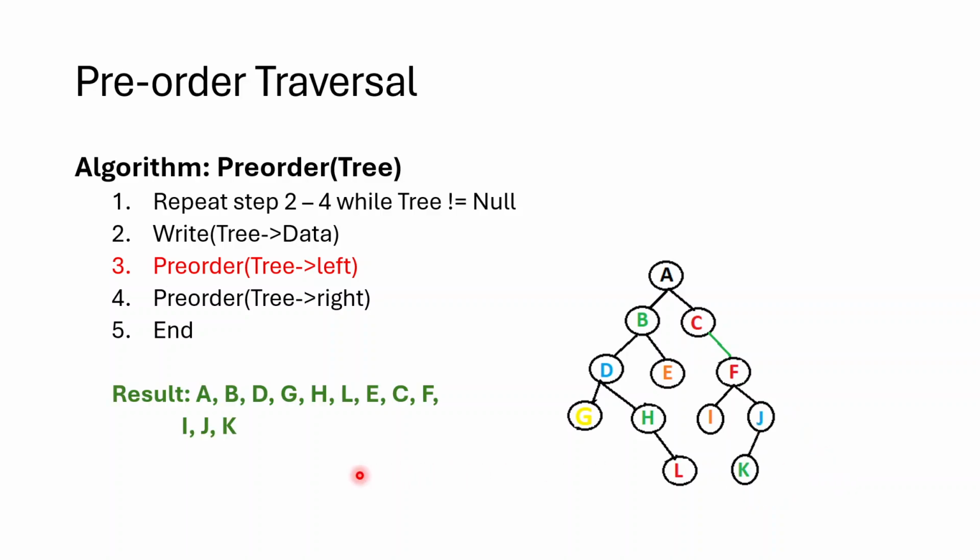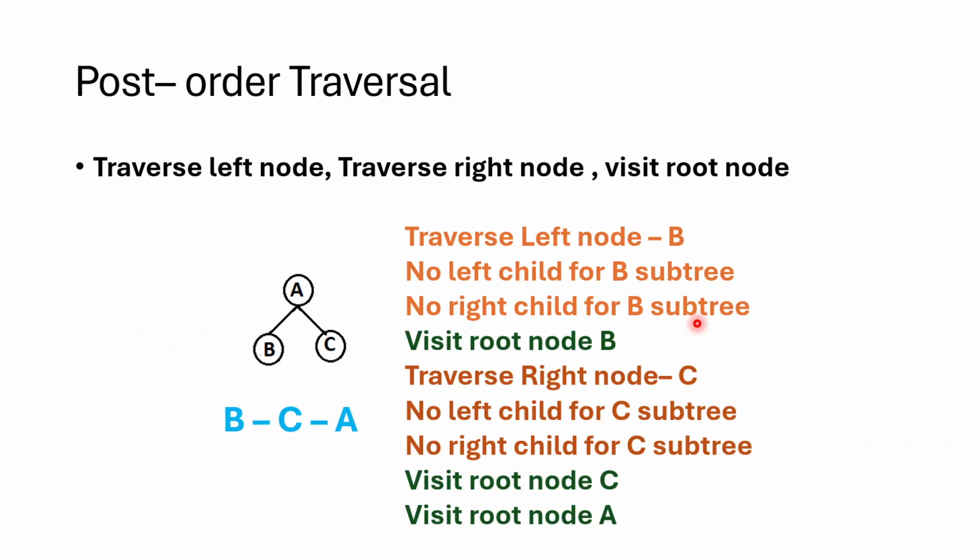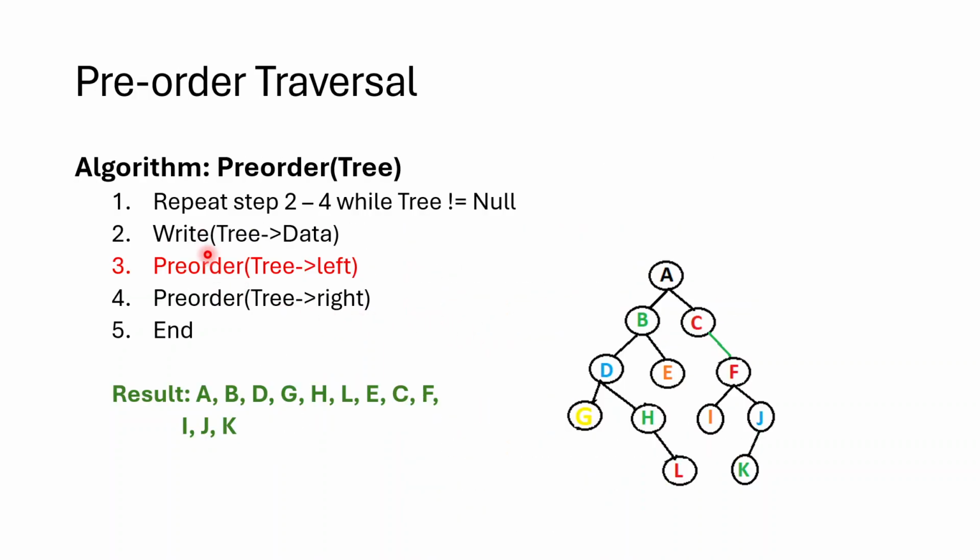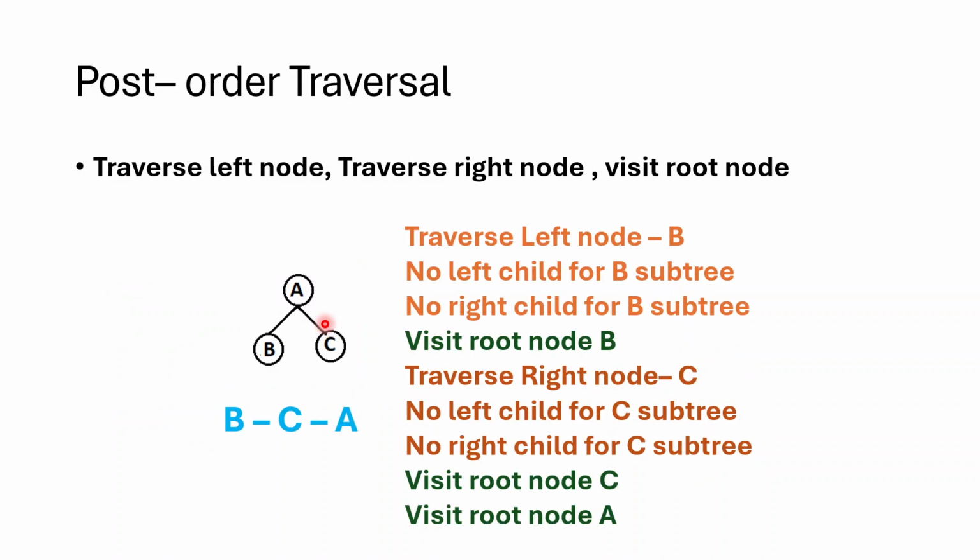So this is the pre-order traversal, where we visit the root node first, and then the left child, and then the right child. In the post order, what happens over here? Left, right, and then root. So you can see here, the right of the tree will come to the last. That's post order: left, right, and then root node.